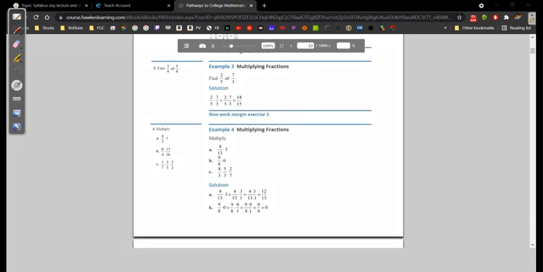Okay. So example 2, we see it says find 2/5 of 3/7. So what I'm going to do is multiply them together. So we have 2 over 5 times 3 over 7. Well, we just multiply the numerators, which is 2 times 3, and 5 times 7. And that's it. That's as hard as it gets. Right? Now let's jump to example 4.